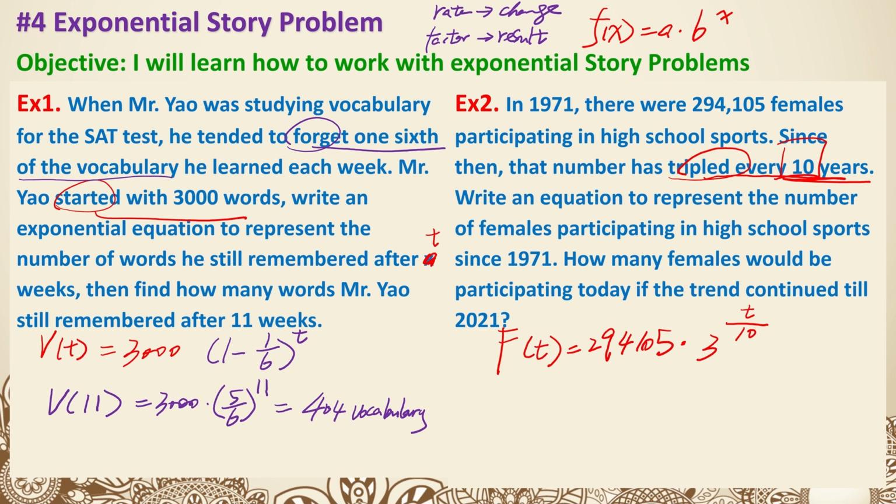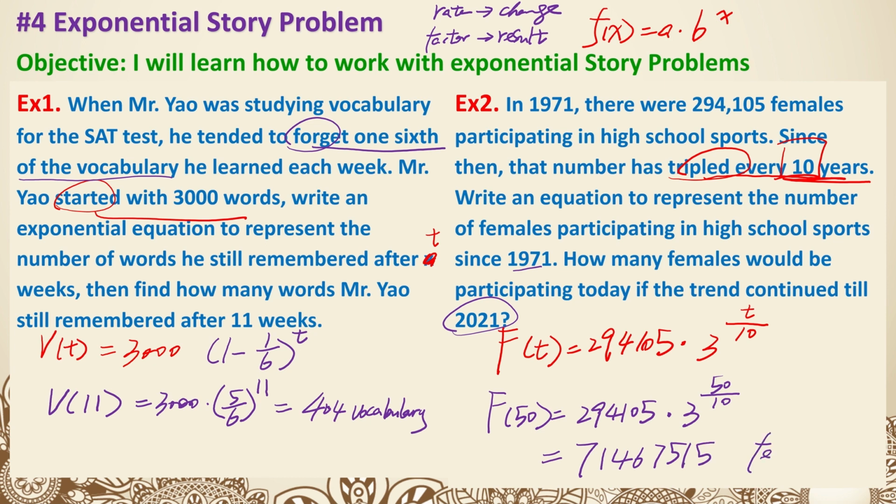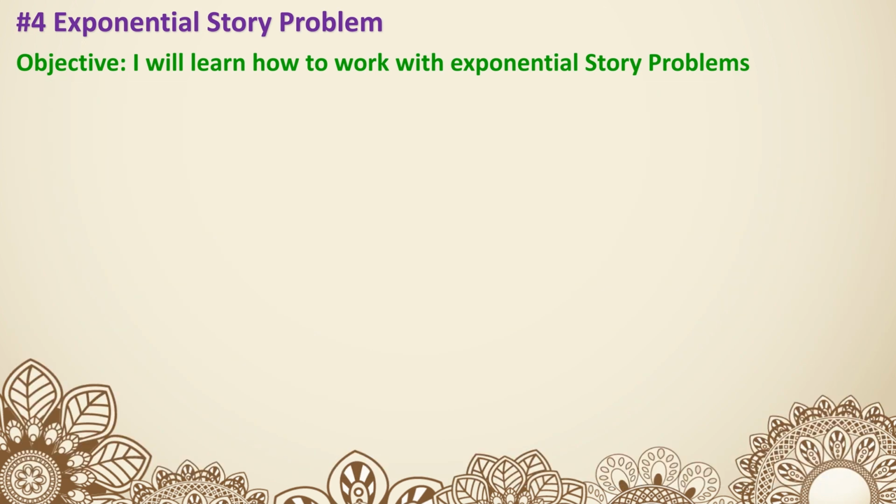Now let's deal with the question. 2021 minus 1971 is 50 years past, so we're calculating with 50. So 294,105 times 3 to the 50 over 10, which simplifies to the 5th power. And the answer is 7,146,715 females. There you go. That's example 2.